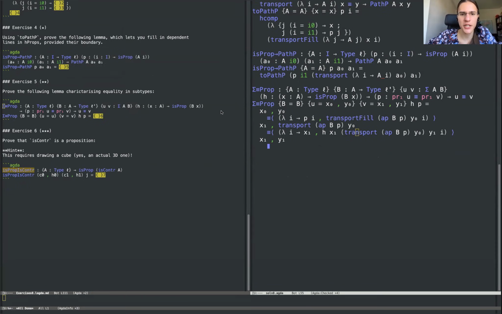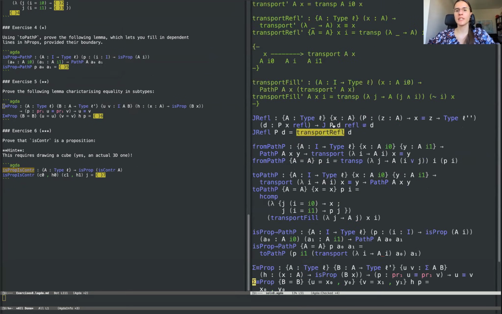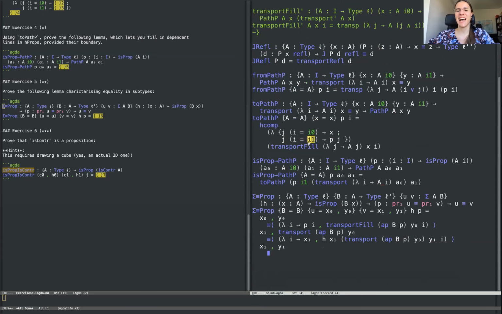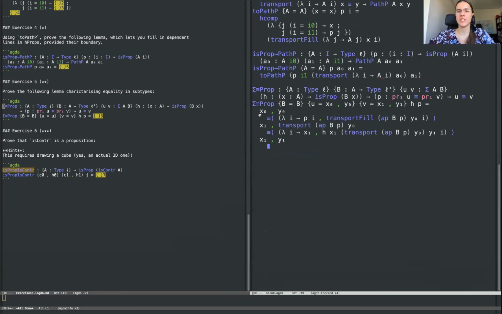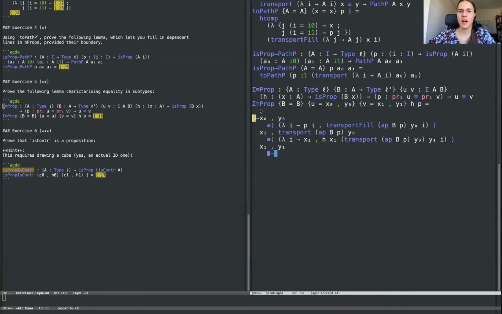Oh, and then I see there's a suggested solution: two path P. Oh, that's a great suggestion. Yes, I unfolded the definition of two path P. Basically, that is something that happens, except instead of doing an H comp, I did it in 2 steps. So your suggestion is beautiful, and I will use that suggestion.